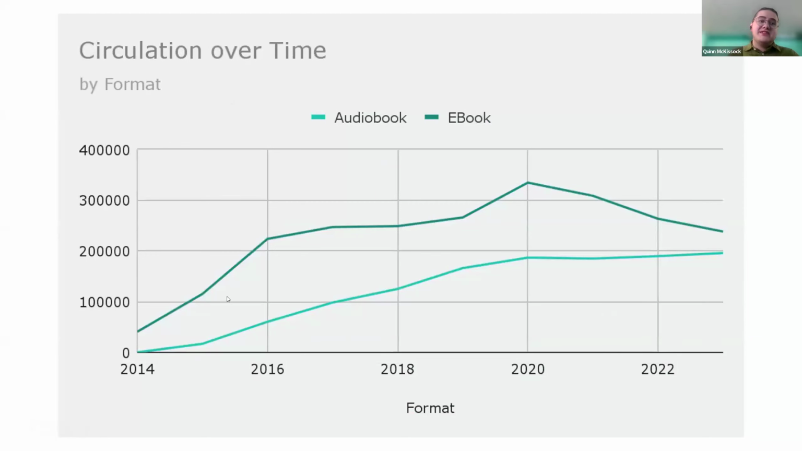And then the other thing I wanted to point out for circulation over time is that our audiobooks have been really steadily growing and surprisingly have not shown that post-2020 dip that we're seeing in the ebooks. And we can see here these are getting very close, and I would expect that in the next year or two, audiobooks might actually overtake ebooks in terms of number of circulations. So that's definitely something we want to keep in mind: it really seems like audiobooks are consistently just a growing wave that we want to keep on top of.